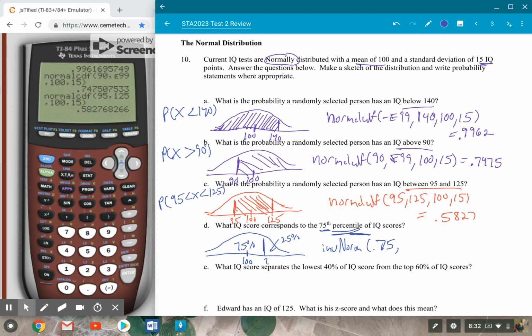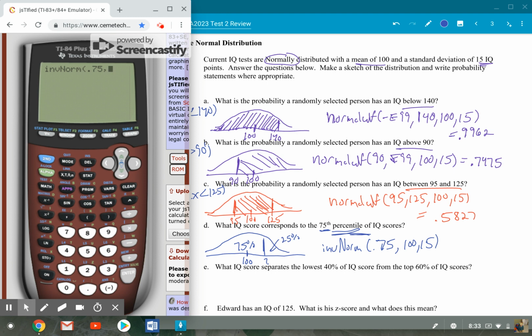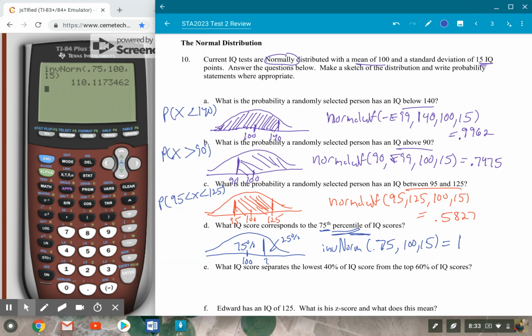0.75, 100, 15. You use your left-hand percentage as a decimal, then your mean and standard deviation. So second vars is for those distributions. Inverse norm is number 3, as you can see. So 0.75, comma, 100, comma, 15. So getting about a 110. If your IQ is a 110, 75% of people below you, 25% of people above you.